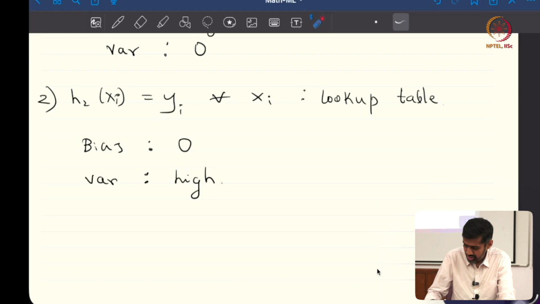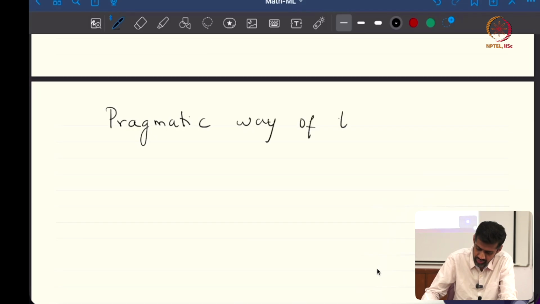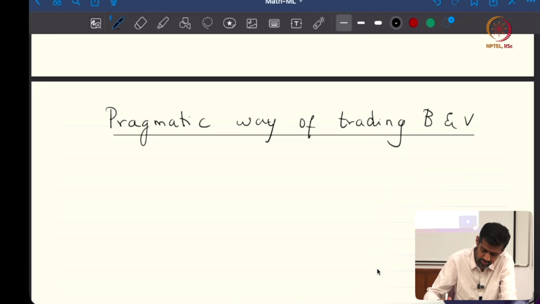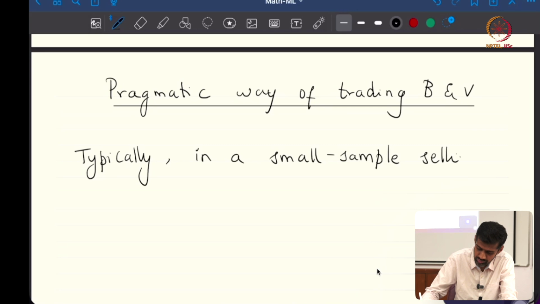Okay, so now I'll come to it. Pragmatic way of trading. So typically in a small sample case, I'll take your question in a while. Typically in a small sample setting, the following behavior is observed.